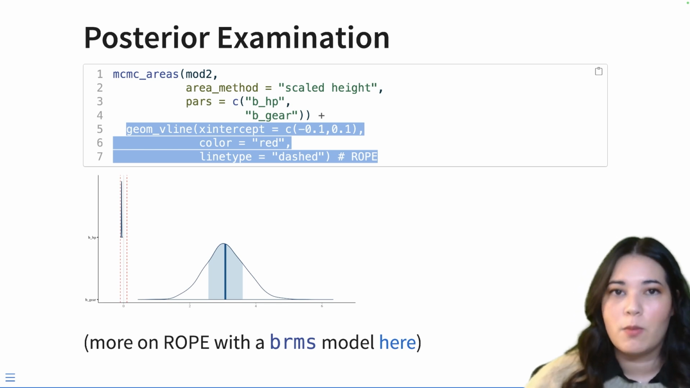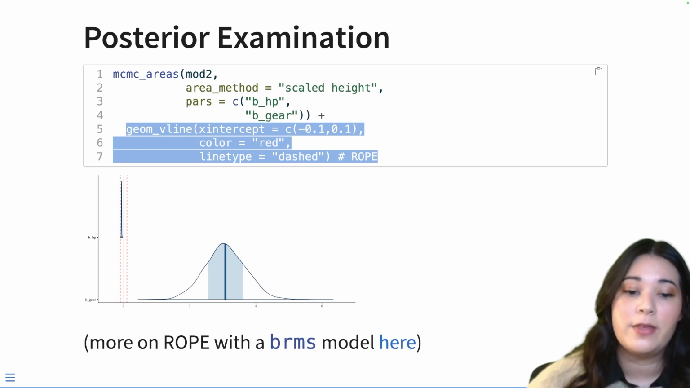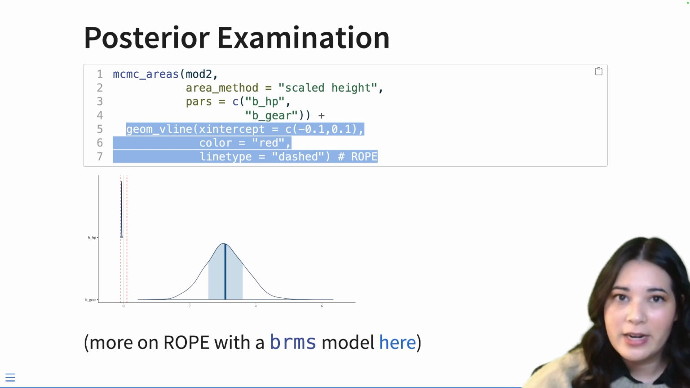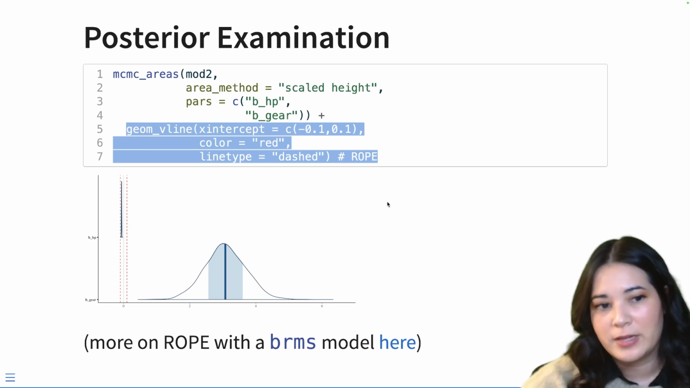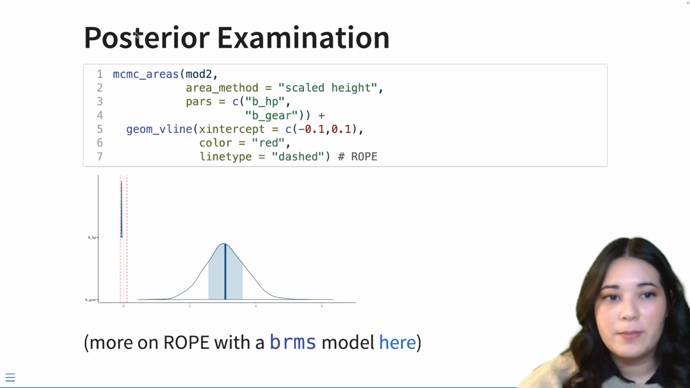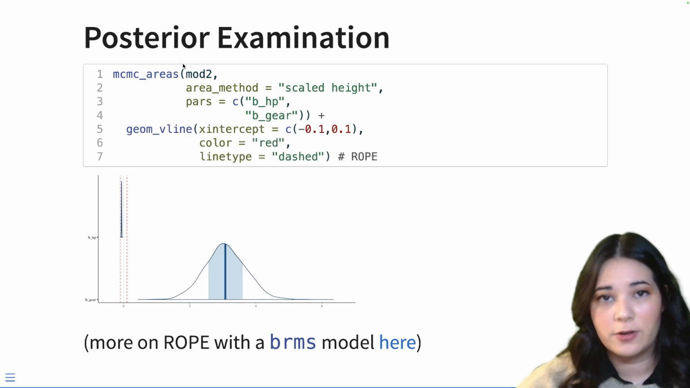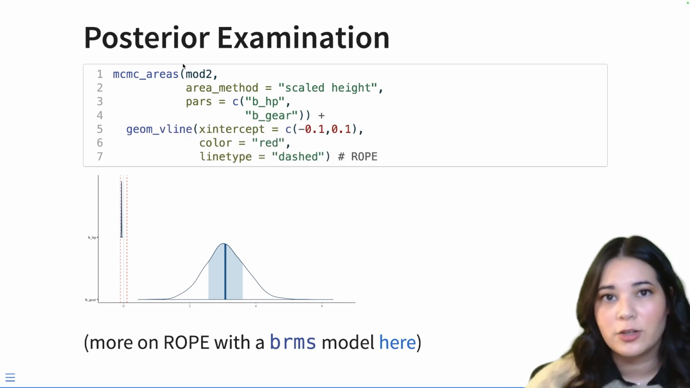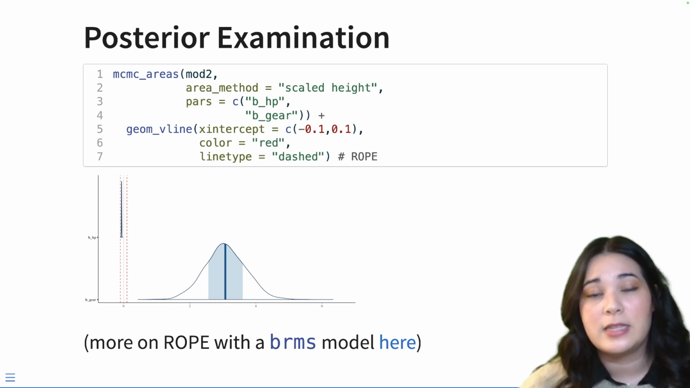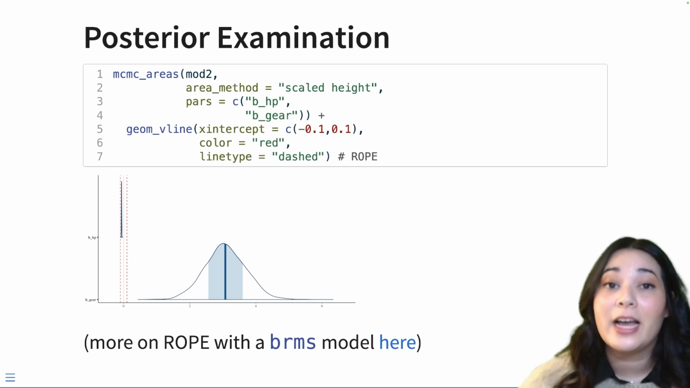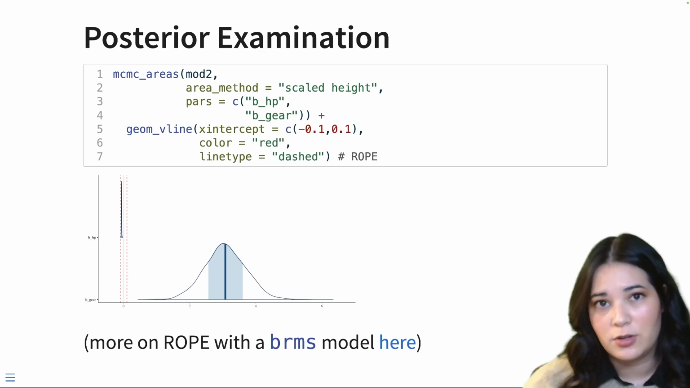If you want to read more on using rope with the BRMS model, go ahead and click this link and you can read a little bit more about how you can actually implement it. But visually, MCMC areas is a great first step for plotting your actual posterior distributions so that you can look not just at point estimates and interval estimates, but at the entire density of the posterior distribution.